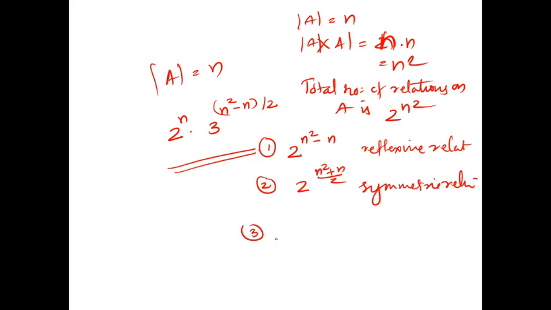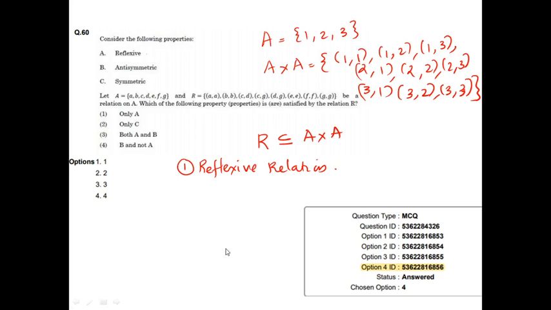And the third one is 2 power n into 3 power (n square minus n) by 2, the total number of anti-symmetric relations. So I am just talking about these 3 types of relations since our question includes these 3 relations. Now let us try to solve the given problem.